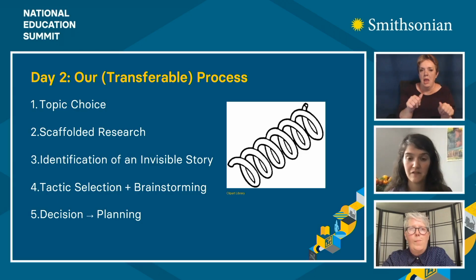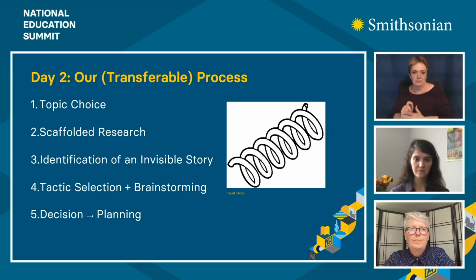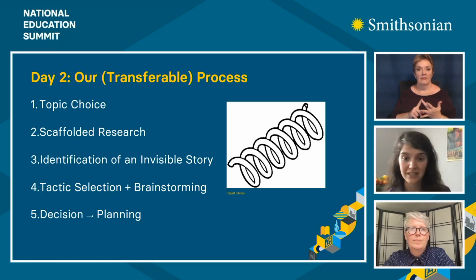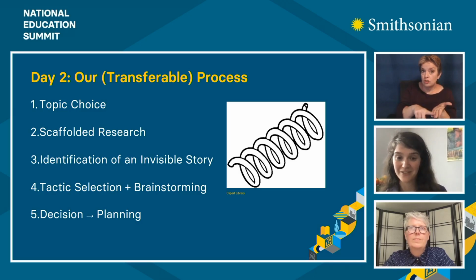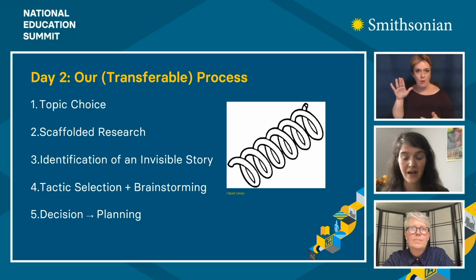Step 3, after they've built their background knowledge, is the creative heart, and steps 3 and 4 are where you see kids get most excited. You're asking them to identify the invisible story that they know about. Now that you've done this research, what's the story that you think other folks in town don't know that you could tell them if you can just get their attention when they're walking by? Help students identify that invisible story.